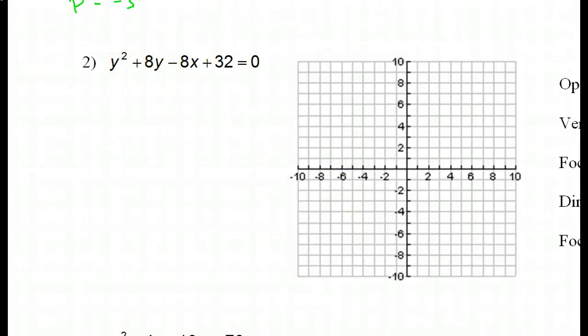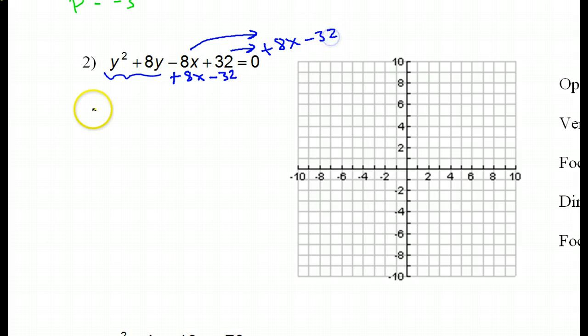Okay, so we need to rewrite this thing in standard form. Notice the y is squared, so that means it's the y's that I want on the left. Everything else needs to go to the other side. Okay, so that means I am going to add 8x to both sides, and I'm going to subtract 32 from both sides. Okay, so what I will have then is y squared plus 8y, leave a space to complete the square. Then over here I'm going to have my 8x minus 32.